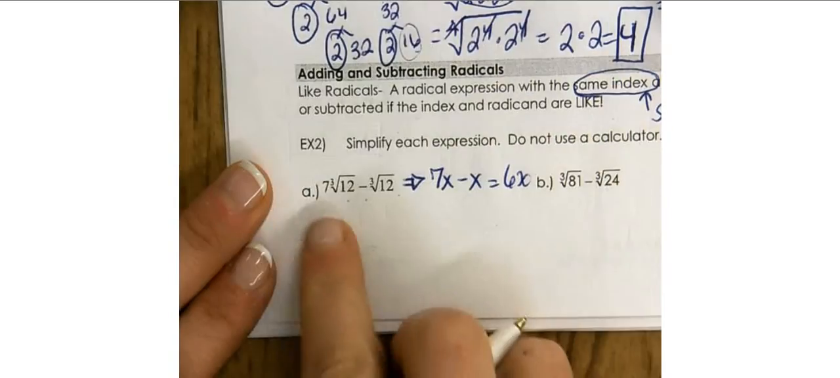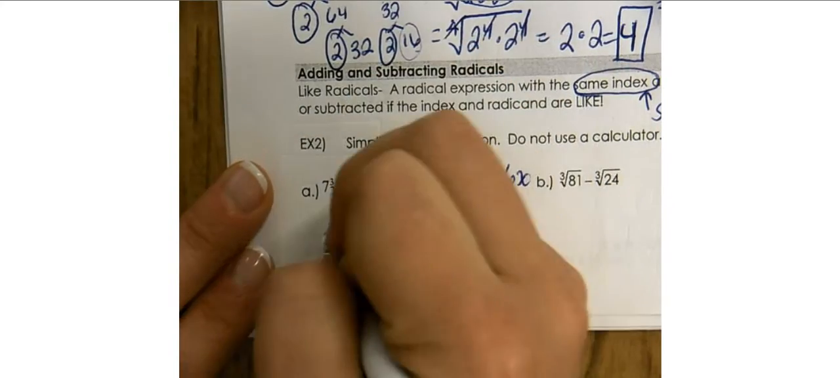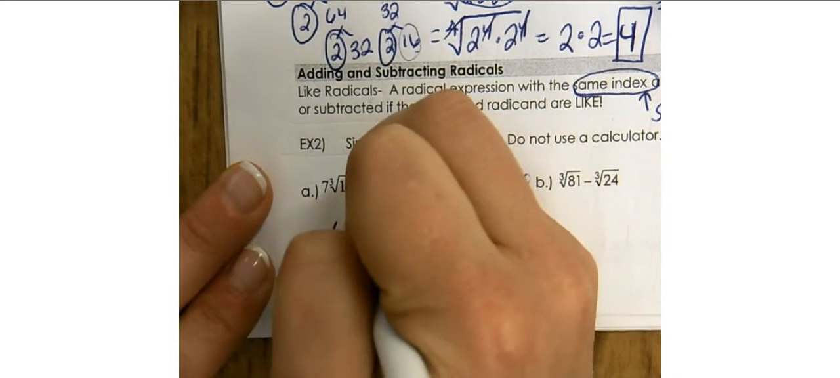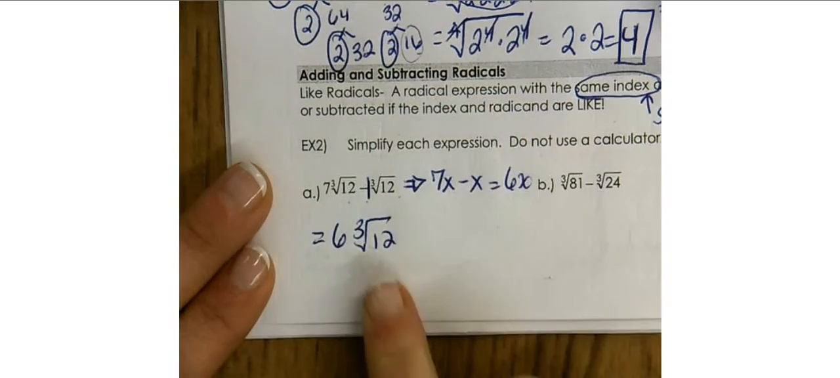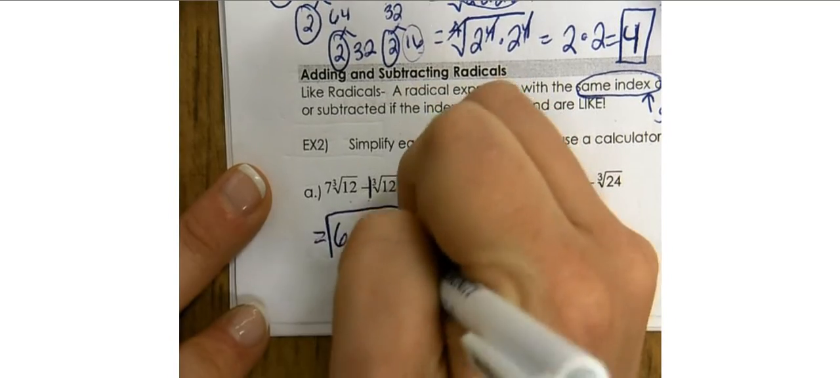We have 7 times the cube root of 12 minus 1 times the cube root of 12. So this is equal to 6 times the cube root of 12. 12 doesn't have any perfect cube factors in it, so this is simply our answer. There is nothing further for you to do.